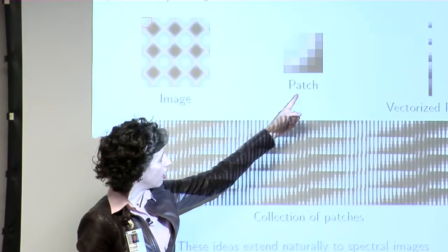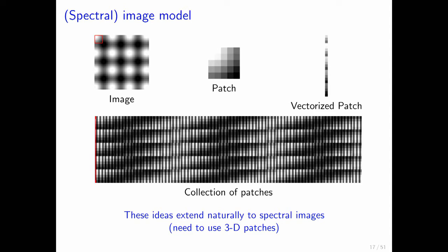So I start with my image. I look at a patch. So here's a single patch here. I'm then going to just reorganize all the pixels to form a vector. And then I'm going to concatenate all the vectors corresponding to all the patches in the image to form a giant matrix. And with real data, this matrix would be very noisy. But as you can see, there's a lot of structure in here. And so what we'd like to be able to do is to exploit that structure to remove noise from the matrix and hence remove noise from the image.